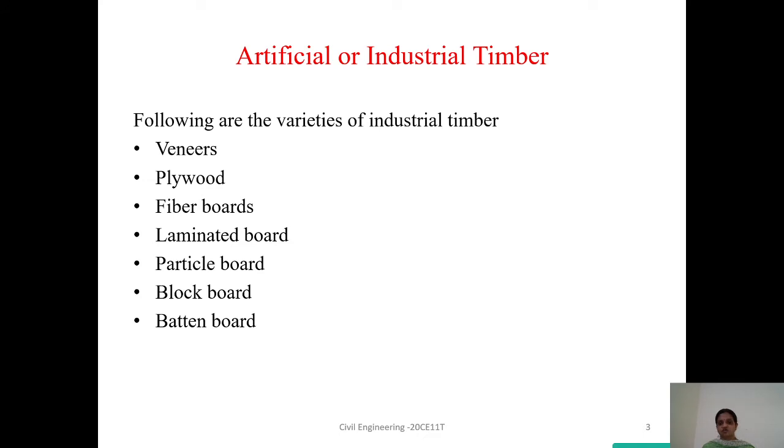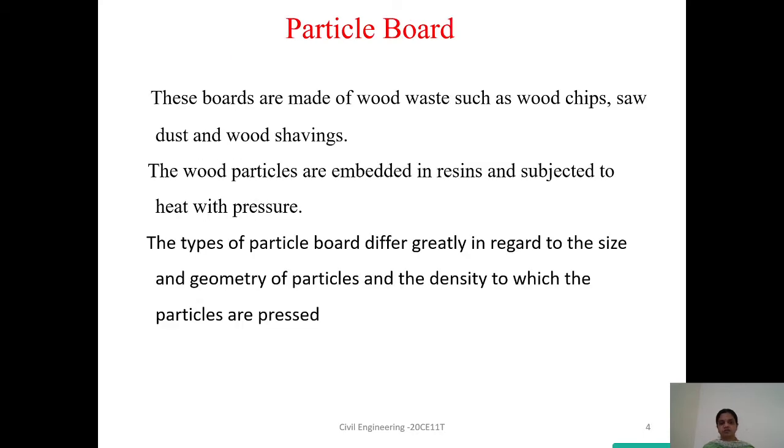Following are the varieties of industrial timber: veneers, plywood, fiber boards, laminated board, particle board, block board, and pattern board. And in this session, we are seeing about particle board, veneers, and plywood. Coming to particle board. Particle boards are prepared by using wood waste, such as wood chips, sawdust, and wood shavings.